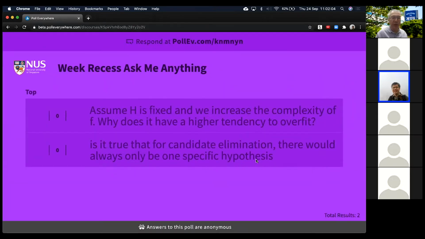Okay, so is it true for candidate elimination, there's always only going to be one specific hypothesis? So maybe whoever wrote that question could elaborate, but basically, yes, that's always true. In candidate elimination, for the specific hypothesis, there's always going to be just one. You can think about a counter example about how that might work. If there's more than one, what would that look like?